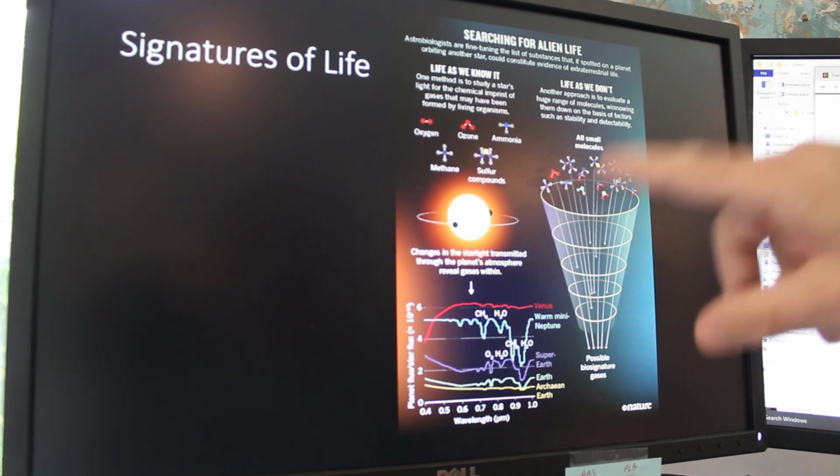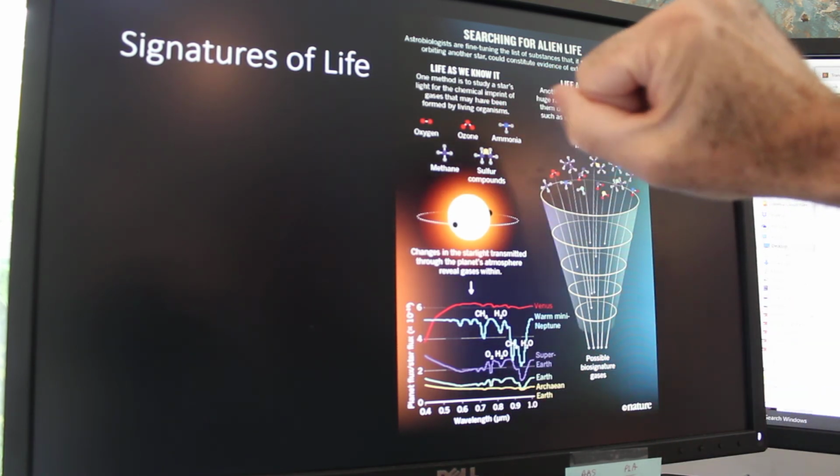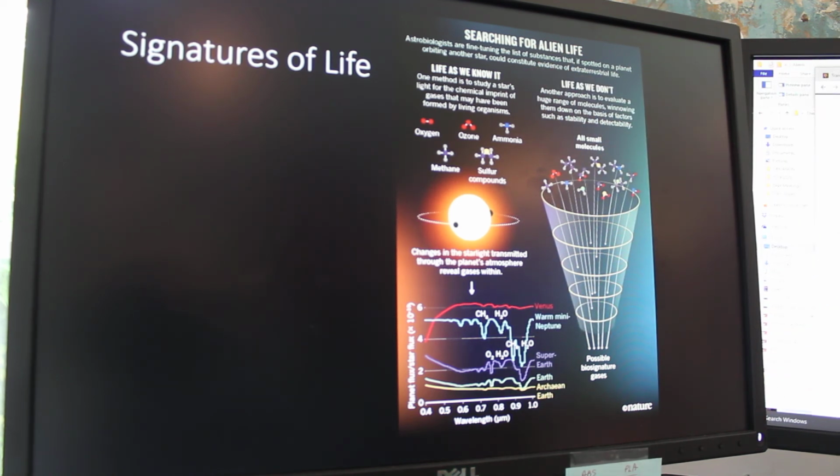Now, some people say, well, that's how we look for life as we know it. That's life on Earth, all right? Our kind of life, which is based on carbon molecules, water, all that. How do we look for life like we don't know? Well, that's hard to tell because you don't really know what to look for.